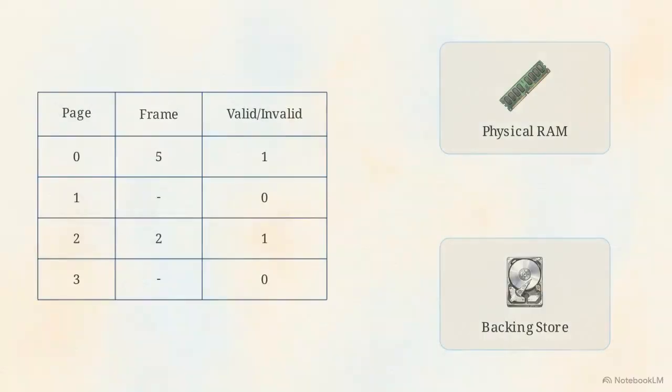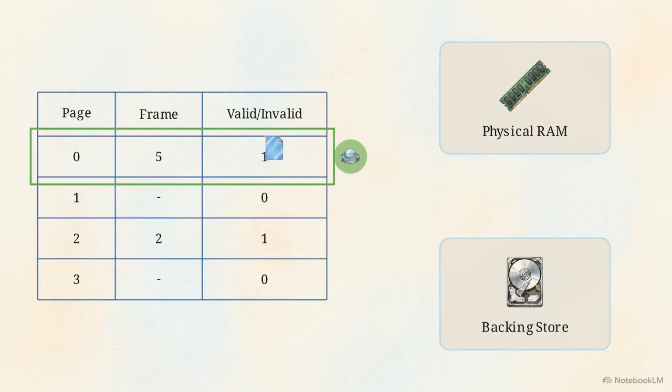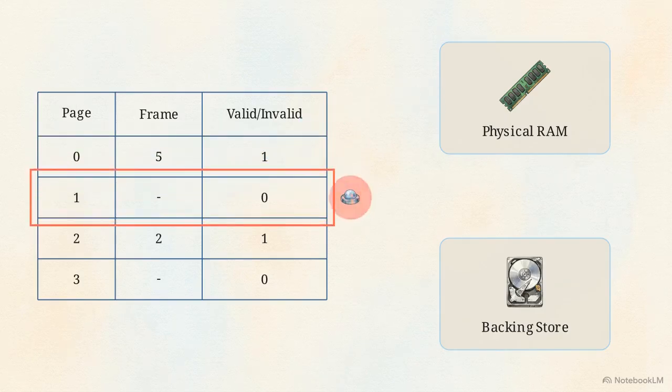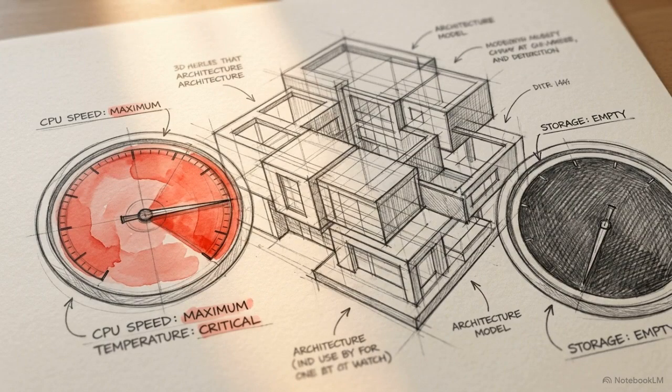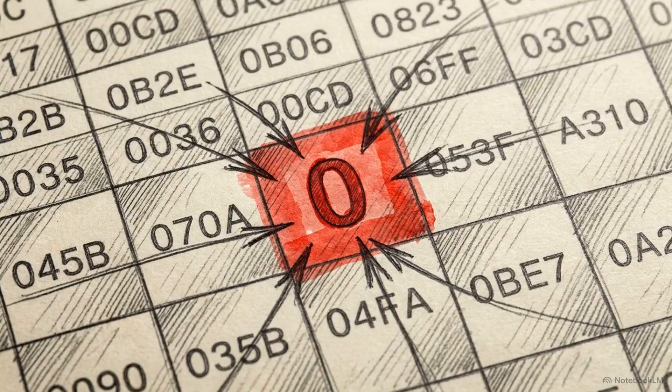To execute this lazy loading, the page table maintains a tracking mechanism called the valid-invalid bit. A 1 indicates the valid state, the page is in RAM. A 0 indicates the invalid state, the page is trapped on the slow backing store. By only loading what is requested, demand paging minimizes the initial memory footprint of a process. This allows heavy applications to launch almost instantly, as the system avoids loading megabytes of data that might never be used.